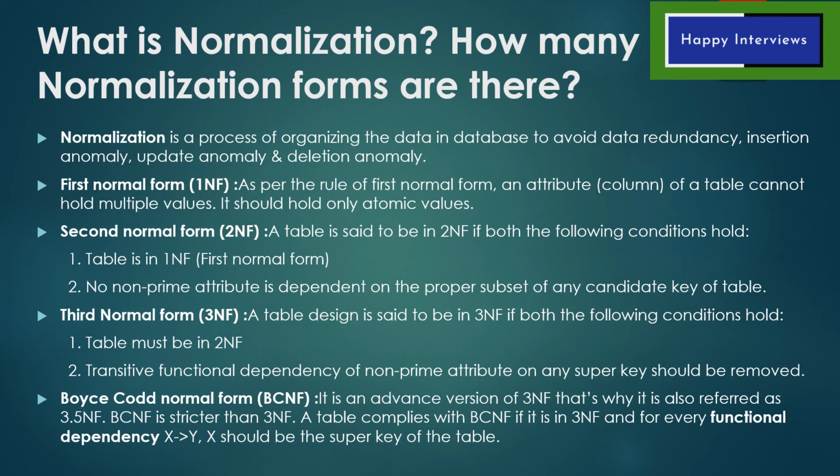What was third normal form? It is in second normal form, and there should be no transitive dependency. And what is second normal form? That no non-prime attribute is dependent on a proper subset of a candidate key. And what is first normal form? That there should not be any multi-value column present in the table. That's it.